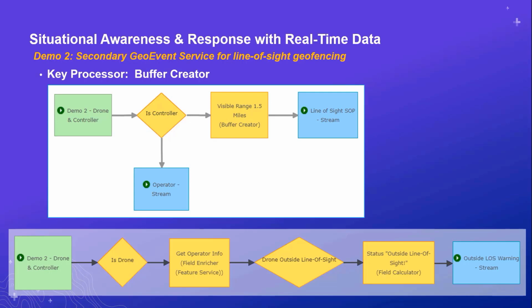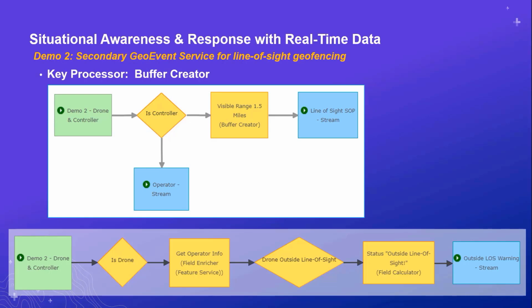So we have the drone data and the controller data coming in on a feed. And essentially, in the case of this second GeoEvent service, we're filtering for just the controller's position or the controller's data. And we can actually display that position in real time using a stream service. That's how we were able to display that red dot indicating where the operator was. But we also take that data and we send it to a buffer creator processor to create a 1.5 mile buffer or ring around where the operator or the controller is assumed to be.